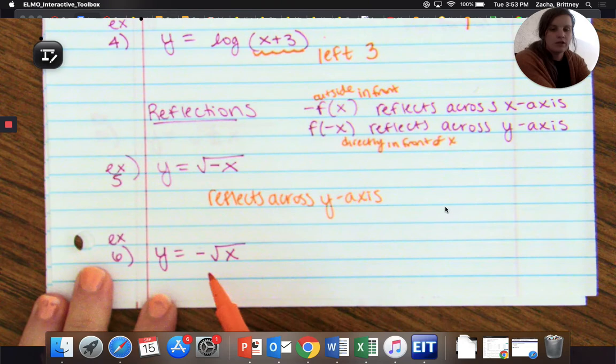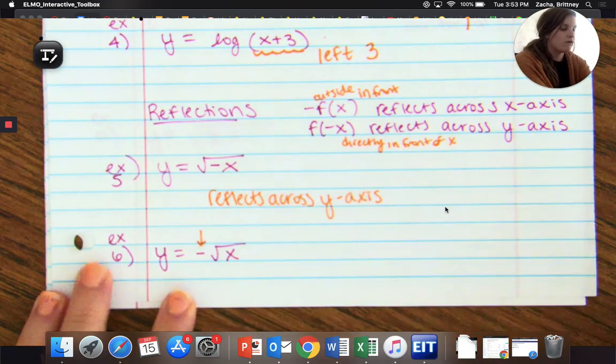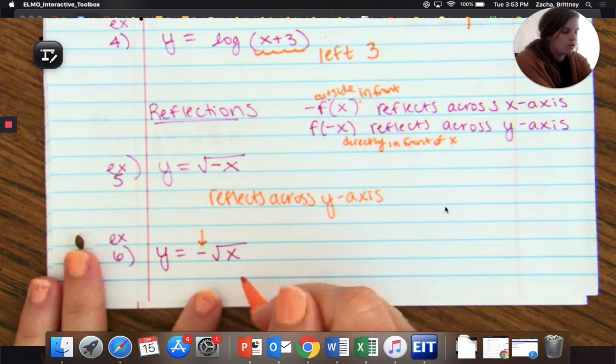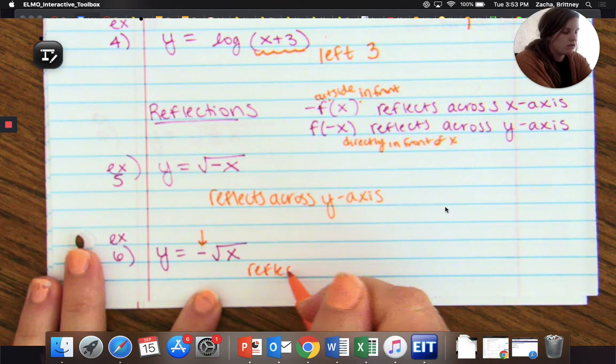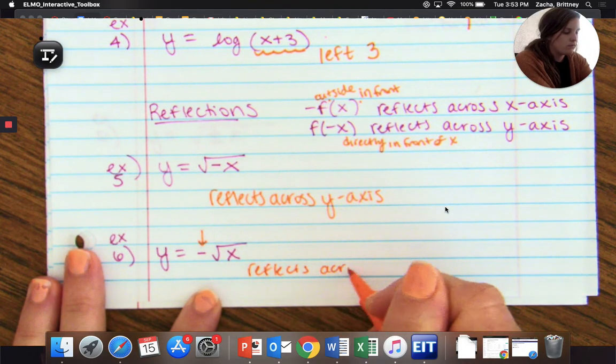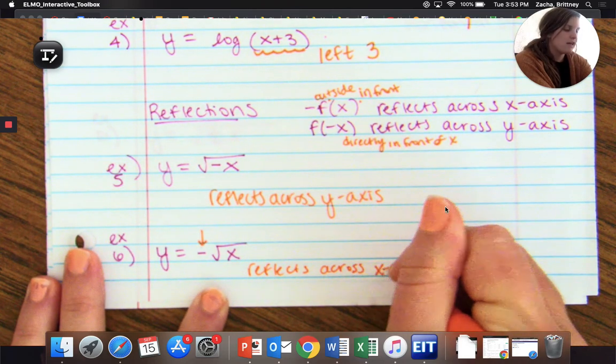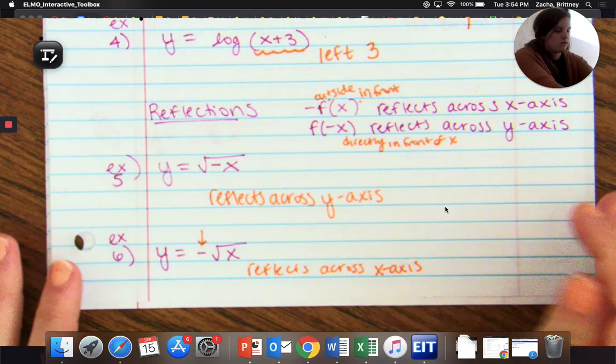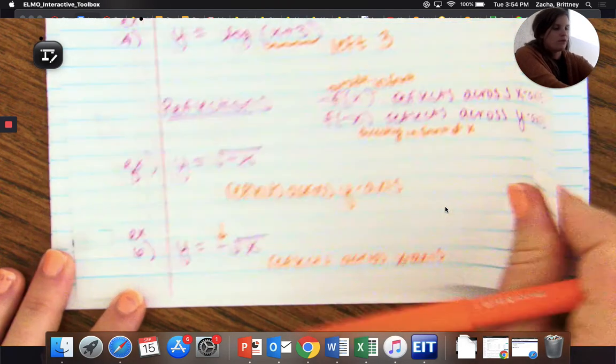Okay, and then here, the negative in front of the whole function, so outside in front, reflects across the x-axis. All right, so those are reflections. It's all about the negatives. Okay, we're almost done. A few more to knock out.